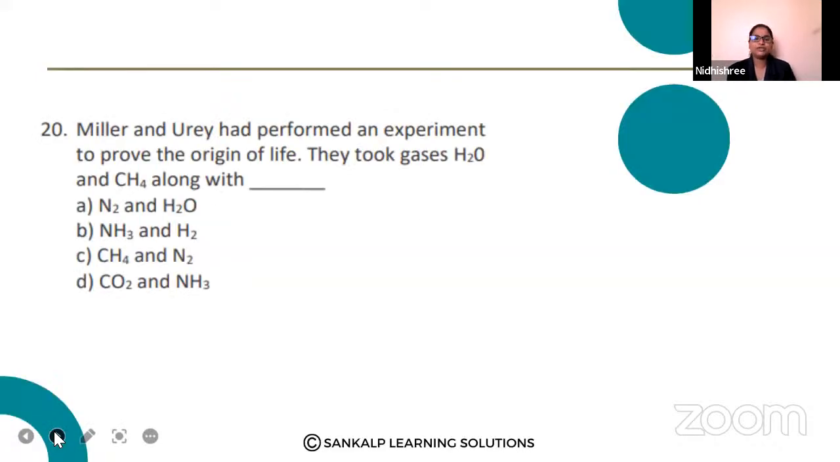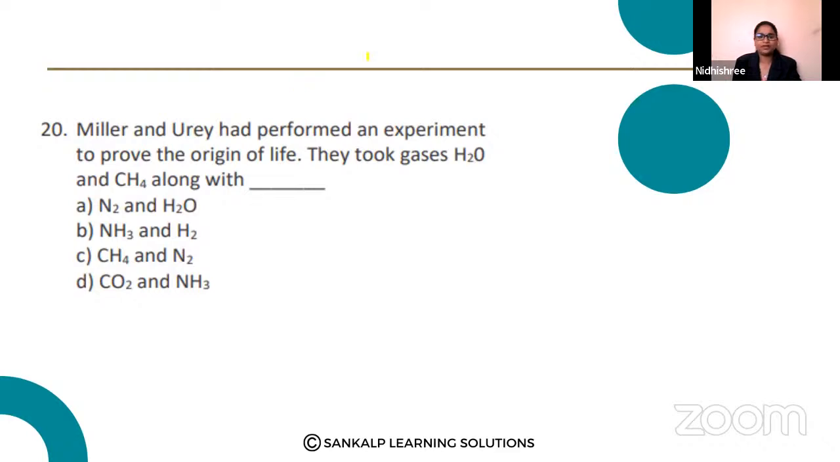Next, Miller and Urey had performed an experiment to prove the origin of life. This we know. They took the gases methane along with water, and the question asks which other gases they selected to perform the experiment. Option A, nitrogen and water. Option B, NH3 and hydrogen, that is ammonia and hydrogen. Until I complete reading the options, don't answer. Option C, methane and nitrogen. Option D, carbon dioxide and ammonia.